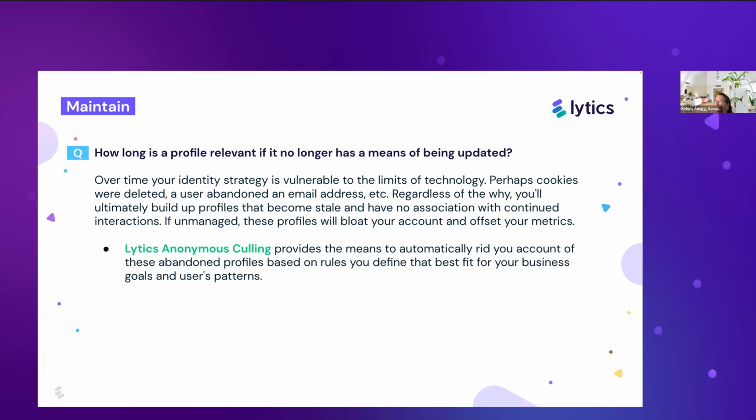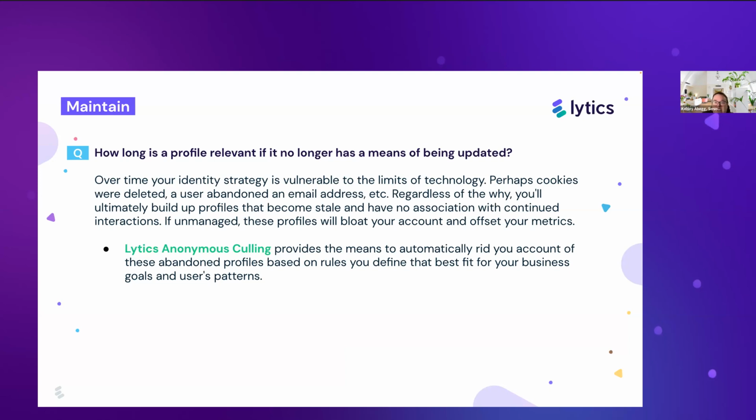And then obviously, how long is a profile relevant, right? This is not something that we usually get asked in the wild, but something we do like to talk about is anonymous profiles. So if an anonymous profile only has one anonymous ID and is over 90 days old, however long that ID expires, it's no longer going to be updated. And that's across any system. That's not specific to Lytics or a CDP, it's just that if that ID is no longer seen in the wild, data will no longer come in for it.